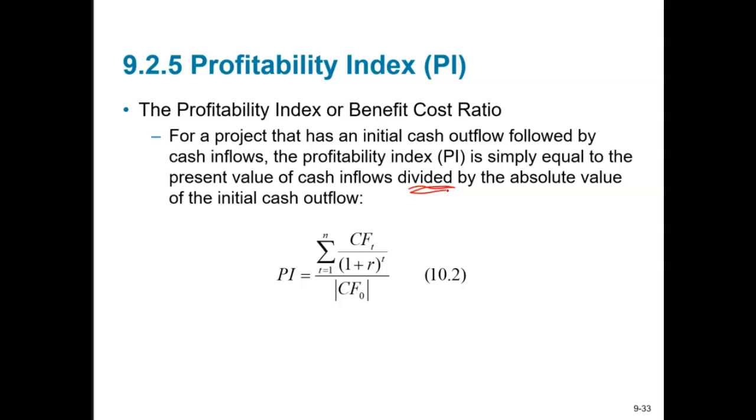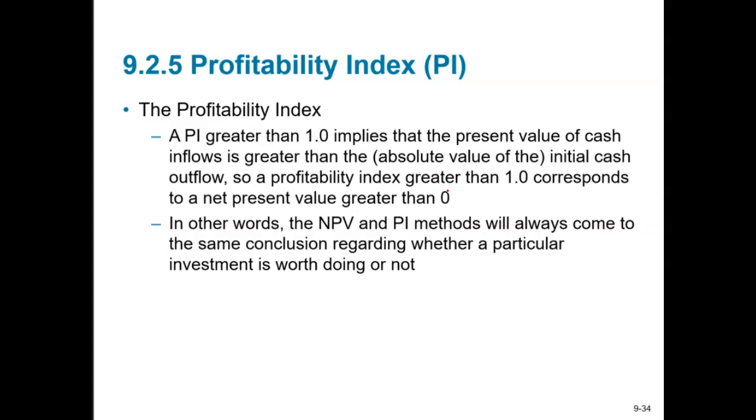So what is the decision criteria then? A profitability index greater than 1 implies that the present value of cash inflows is greater than the absolute value of the initial cash outflow. So a profitability index greater than 1 corresponds to a net present value greater than 0. In other words, the NPV and PI methods will always come to the same conclusion regarding whether a particular investment is worth doing or not.